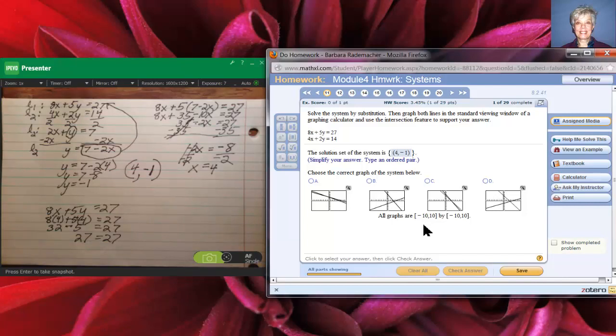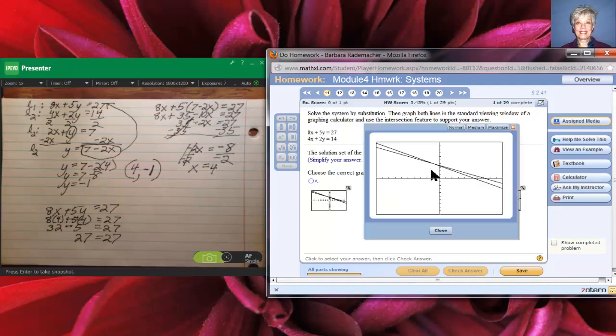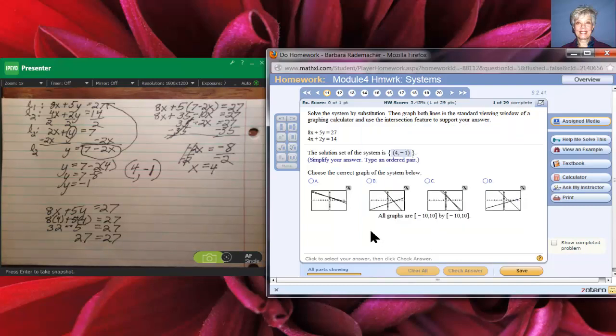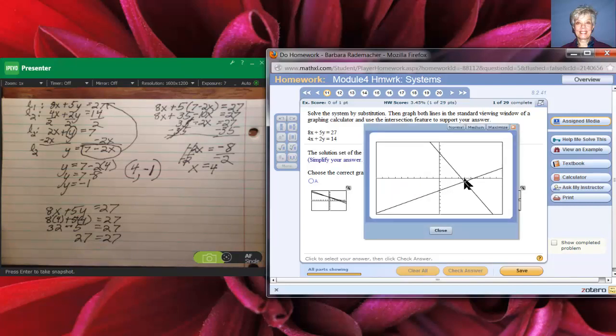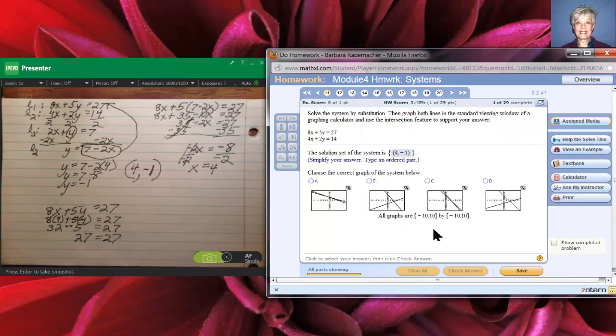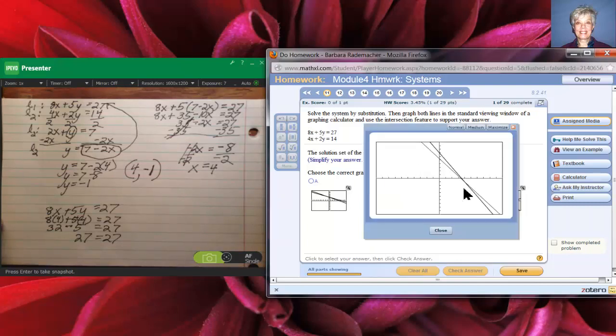Okay, choose the correct graph. Well, that's not it. Here, we can make these bigger and look at them. These are going to cross at positive 4 on the x-axis, 1 on the y-axis. No, negative 1 on the y-axis. So this is definitely not it. Let's check this. 4, negative 1, I bet it's that. I bet it's going to be B, but let's take a look at the others. Oh, it might be that one. I don't think so, though. Looks a little too low.